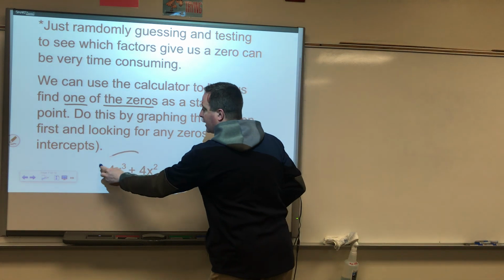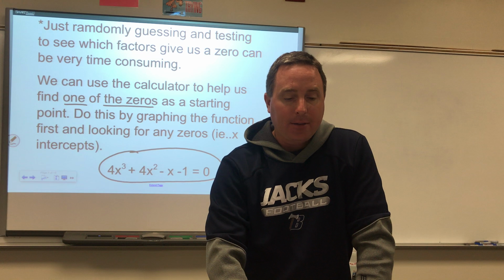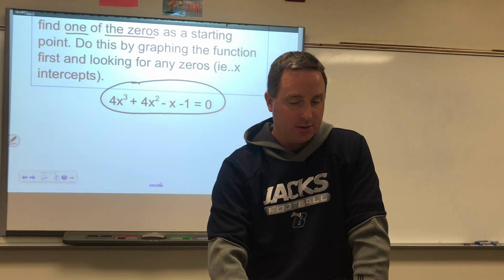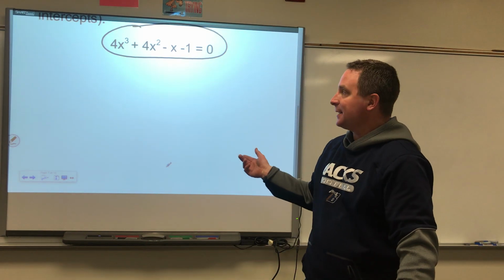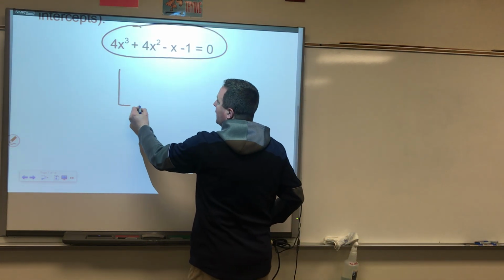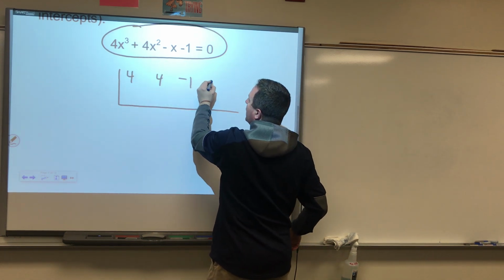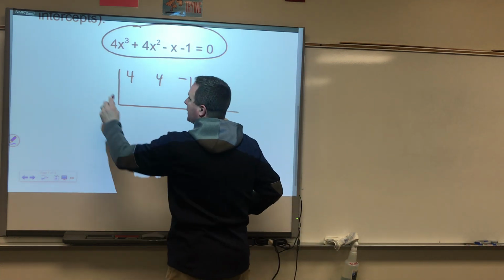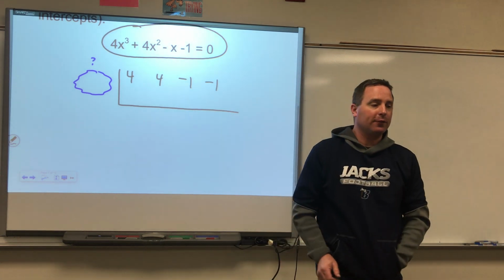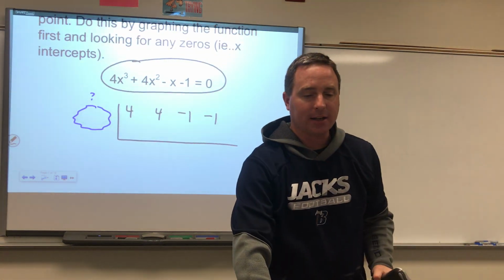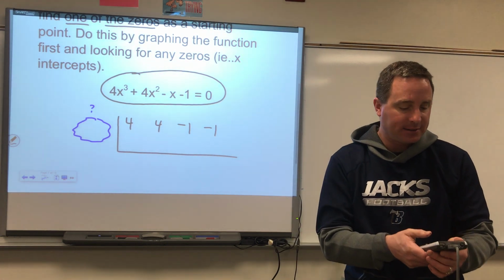Here's a little example right down here. Okay? And what I want to do is the same exact thing, but rather than listing out all the possible solutions, all the P's and Q's, and then guessing and testing it, I'm going to first set it up here. I have a 4, 3, 2, negative 1, and negative 1. I'm going to use my calculator to help me determine what number should go out front there. And the way it says here, we're going to do this by graphing the function and looking for any zeros on the calculator.